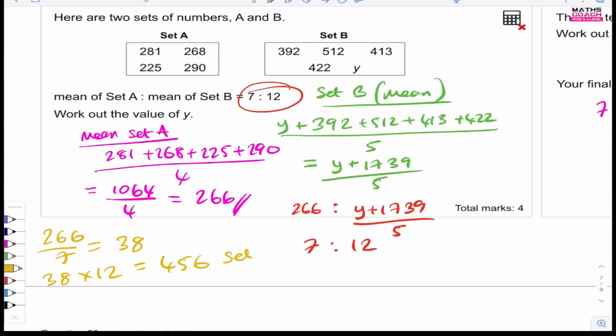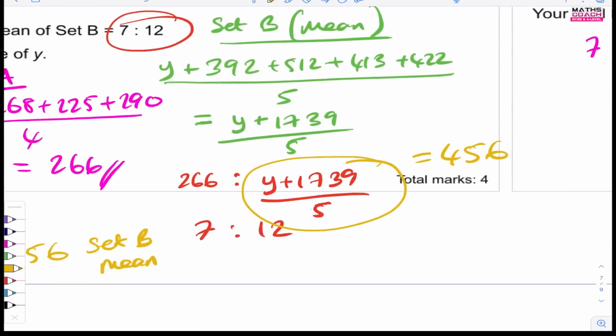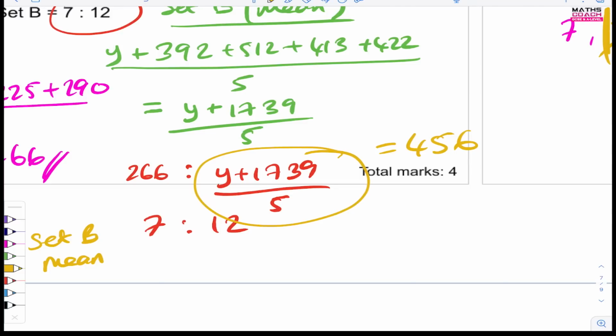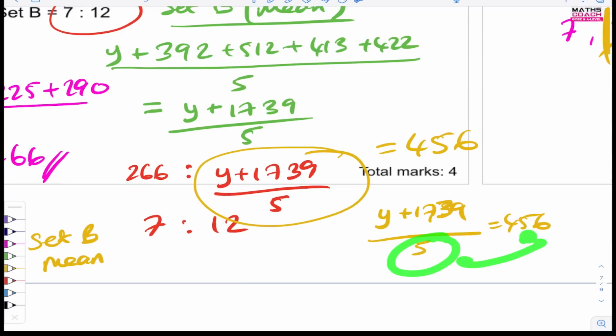So this is set B's mean. Now, this means that all of that is actually equal to 456. So let's work on that. Y plus 1739 over 5 is equal to 456. So let's go ahead and find Y. Let me just write that 3 nicely so you can see it. Still not nice, but hopefully you understand what I'm doing. So I'm going to multiply by 5 here, up there, okay? And then I'm going to make that equal to that.